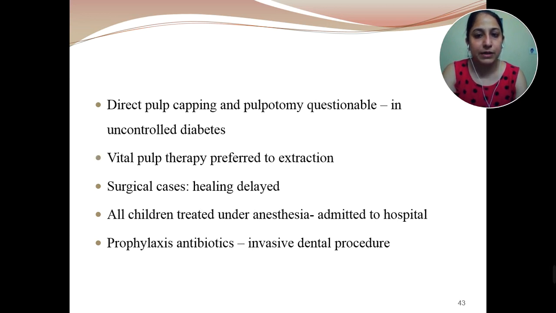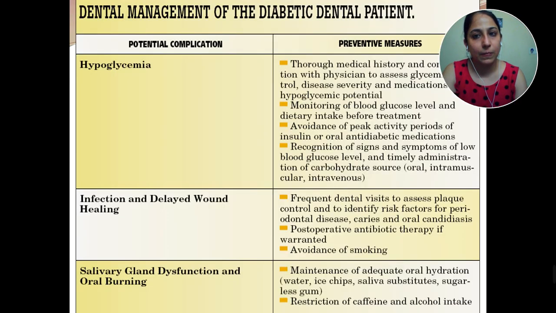Direct pulp capping and pulpotomies are questionable in uncontrolled diabetics. Vital pulp therapy is preferred to extraction because there is delayed wound healing in such children. All children treated under anesthesia are admitted to the hospital, and prophylactic antibiotics for any invasive dental procedures should be given. This is the dental management of a diabetic dental patient. So on the left hand we can see potential complications and what are the preventive measures.